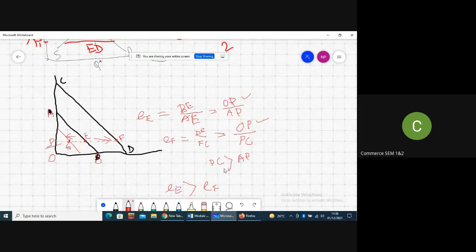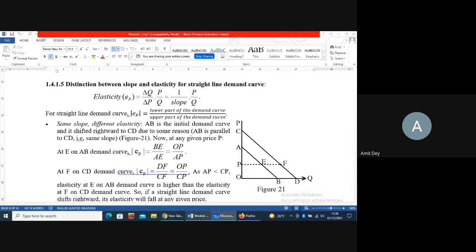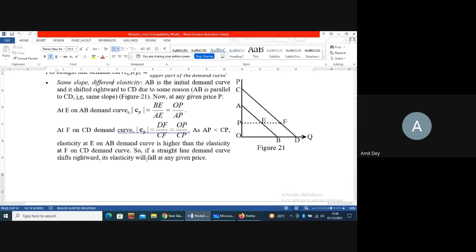Fine? Yes sir. Okay. Now move to the next one. So what we have seen is that for a straight line demand curve, if the demand curve shifts rightward, its elasticity will fall at any given price. Fine? Yes sir.